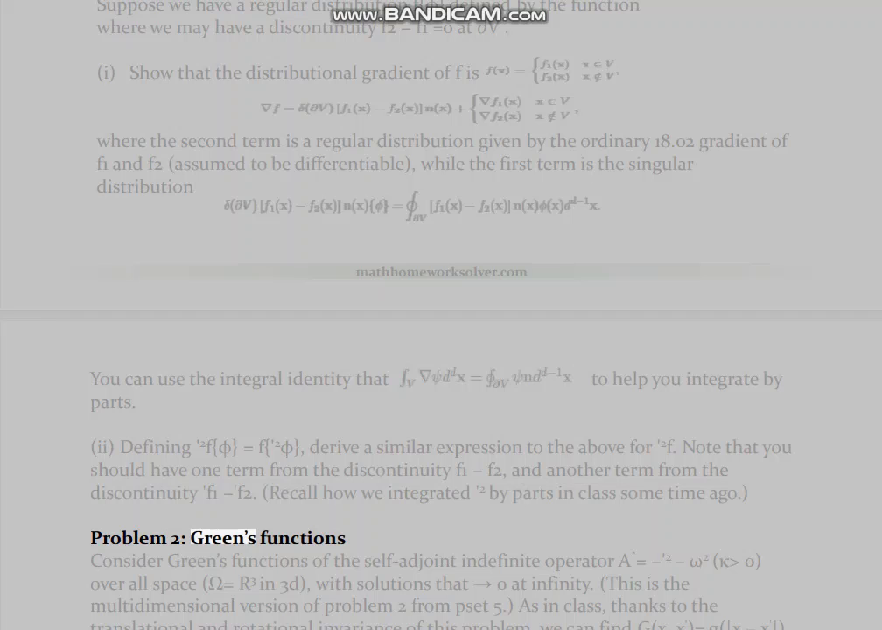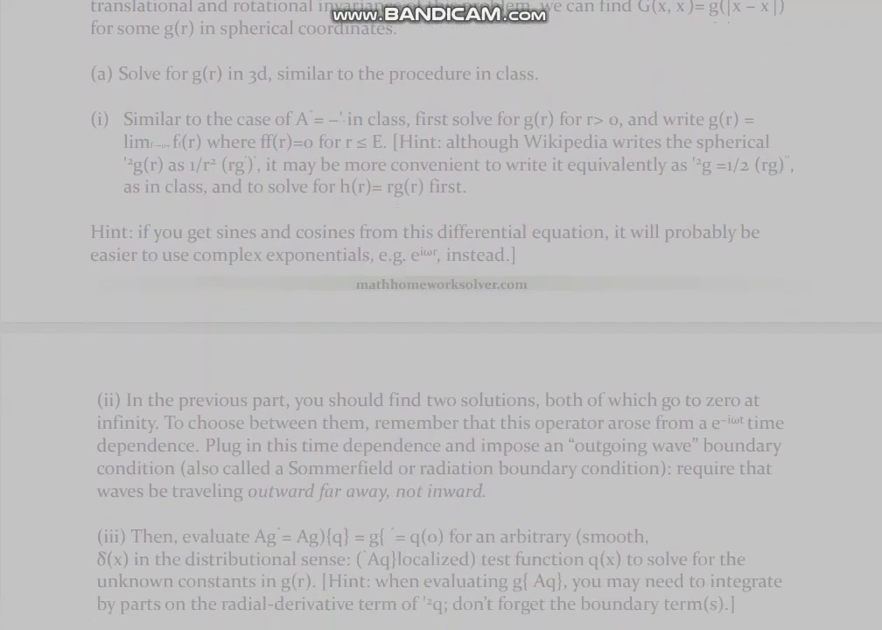Problem 2. Green's functions. Consider Green's functions of the self-adjoint indefinite operator A equals −∇² − ω², κ equal to 0, over all space, Ω equals R³ in 3D, with solutions that go to 0 at infinity. This is the multidimensional version of problem 2 from set 5. As in class, thanks to the translational and rotational invariance of this problem, we can find G(x, x') equals G(x − x') for some G(r) in spherical coordinates.